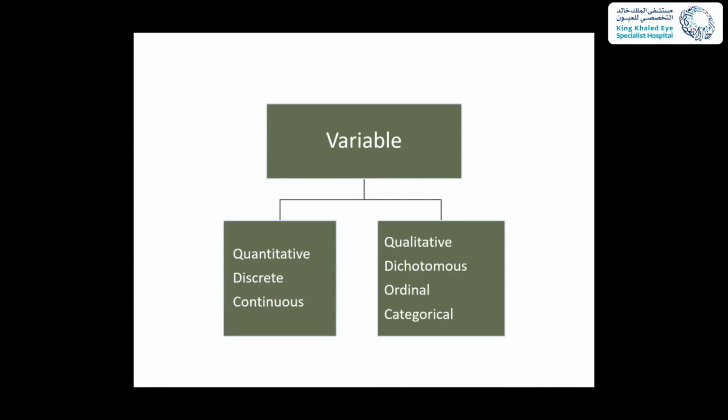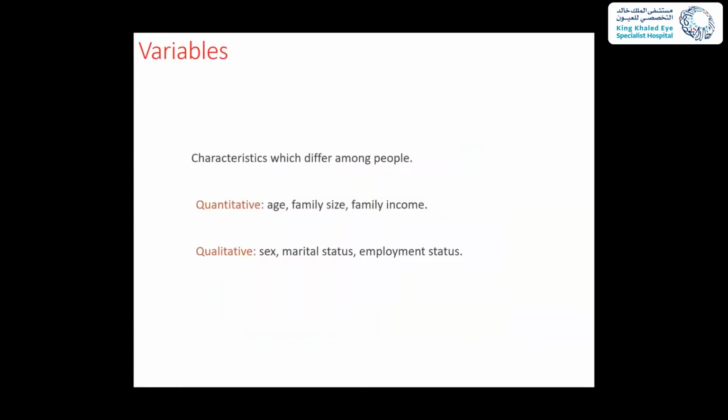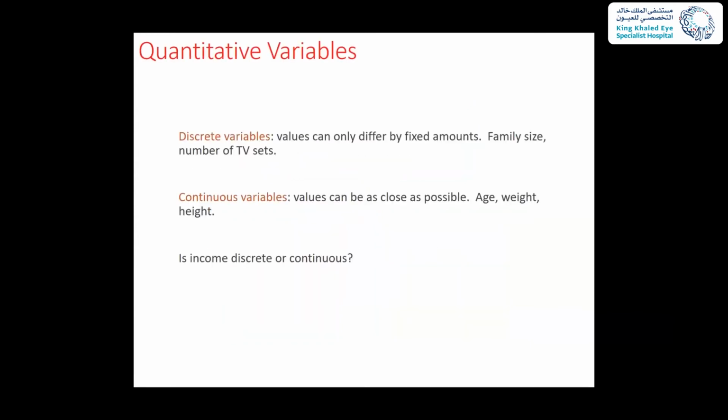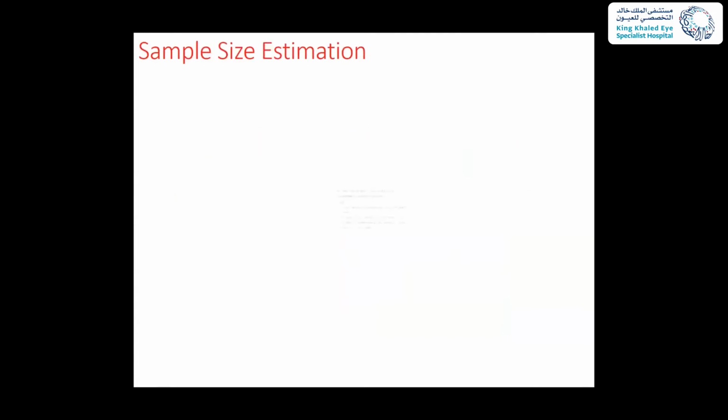This is very important, to precisely define our variables, whether quantitative or qualitative, because it will be directly related to the type of statistical analysis that we want to use to analyze our data. So discrete variables among quantitative variables are variables that can differ by a fixed amount, like family size, number of cars you have, number of children you have. Continuous variables are as close as possible, as we said, age, weight, and height. So do you think income is discrete or continuous? For sure, income is a continuous quantitative variable.